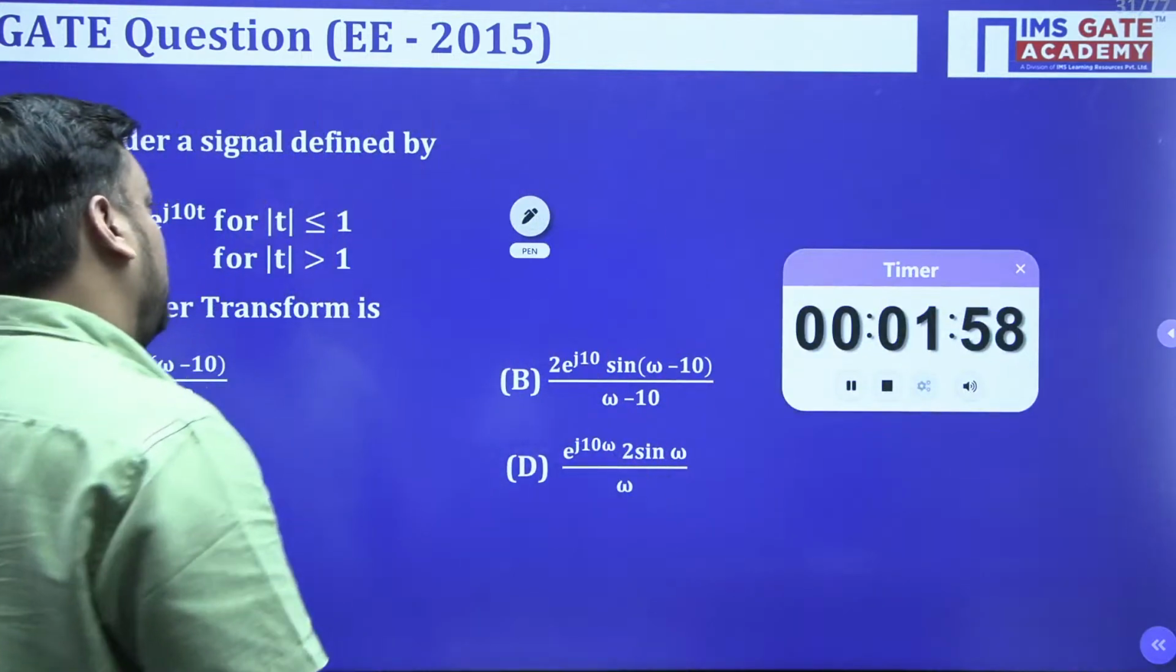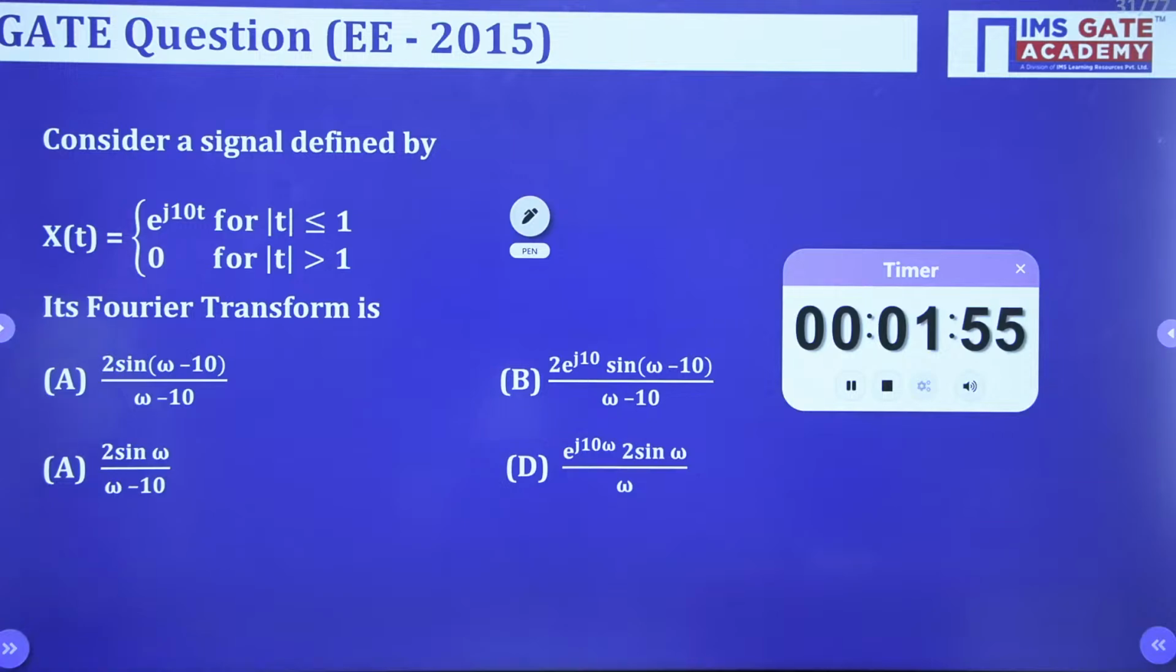You need to draw the curve or whatever the formula. In the worst case, if you directly apply the formula also, you will get the answer. You will get the answer directly, बच्चों.